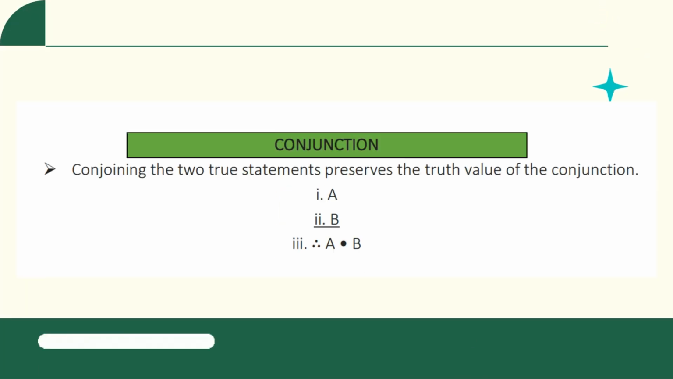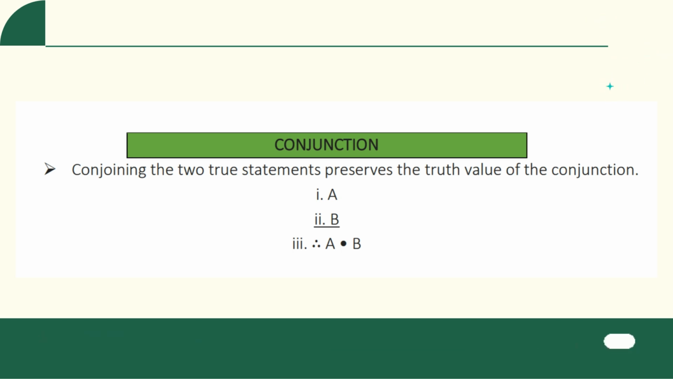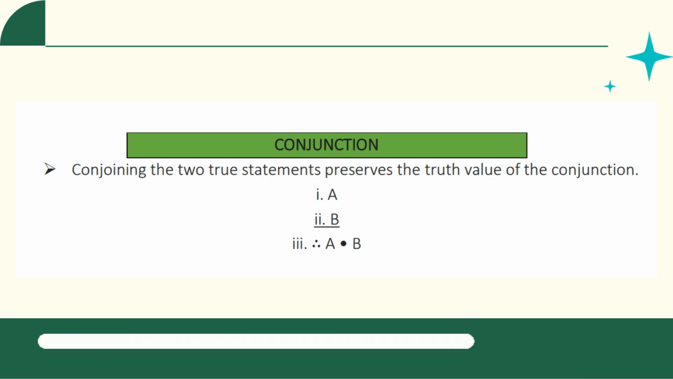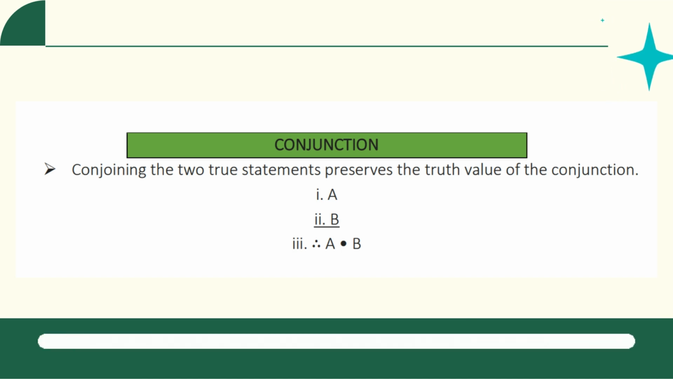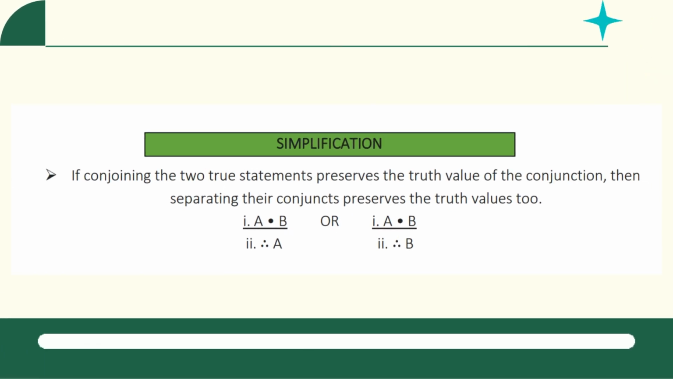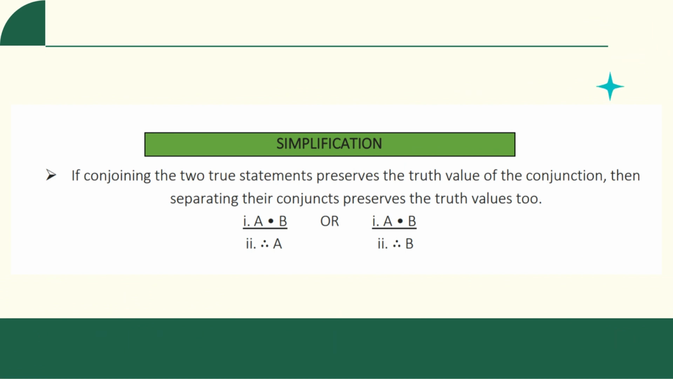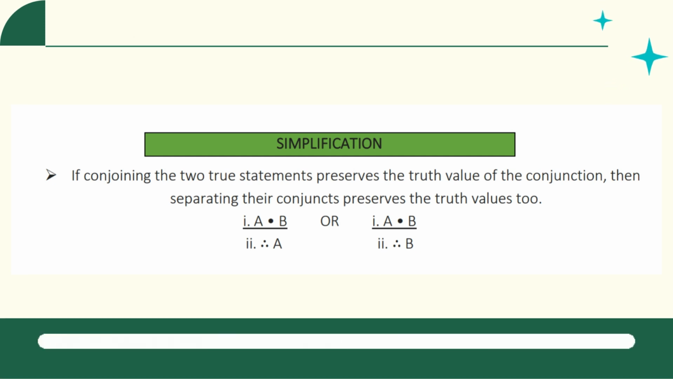Okay, let's start with conjunction. Conjoining two true statements preserves the truth value of the conjunction. Premise 1, amphibians are animals. Premise 2, birds have feathers. Therefore, amphibians are animals and birds have feathers. Next is simplification. If conjoining the two true statements preserves the truth value of the conjunction, then separating their conjuncts preserves the truth values too.